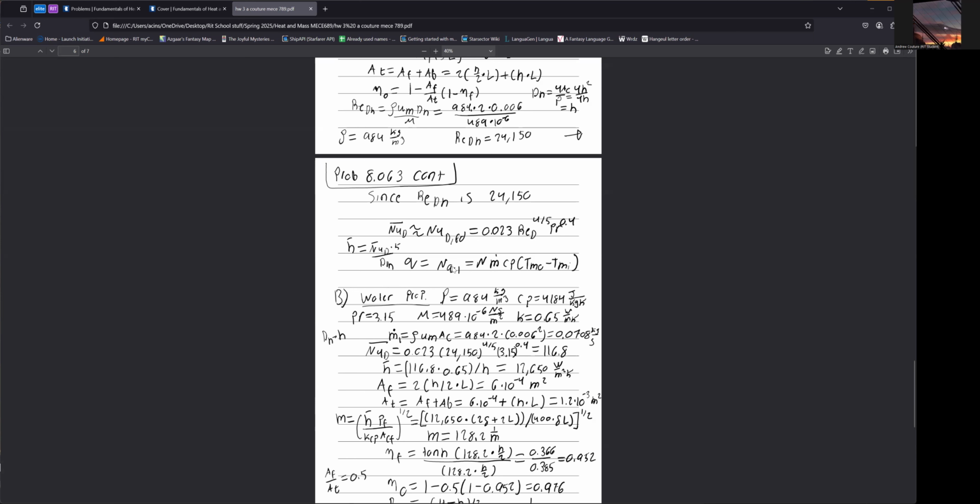And then we also have Q, which is also something we need to find, which is equal to N times the mass flow times the CP of the water times the temperature difference from the inlet and outlet, because this is the temperature going into the fluid from the heat generating surface.